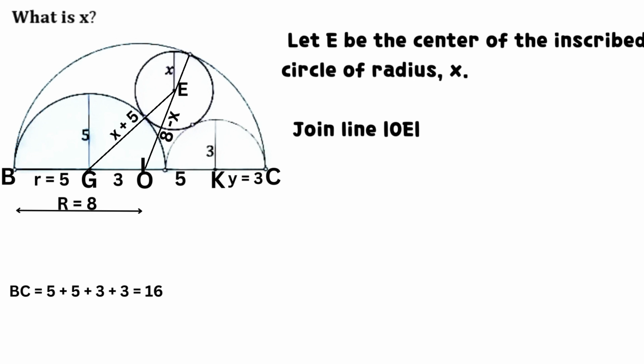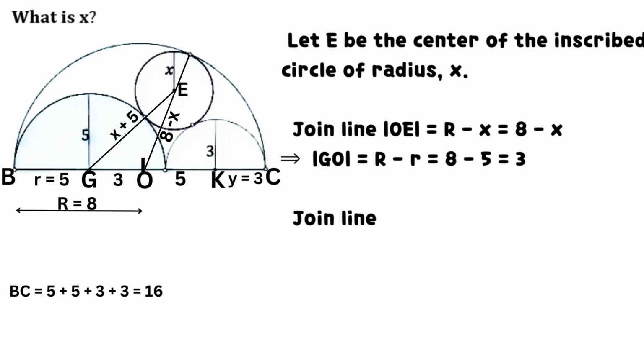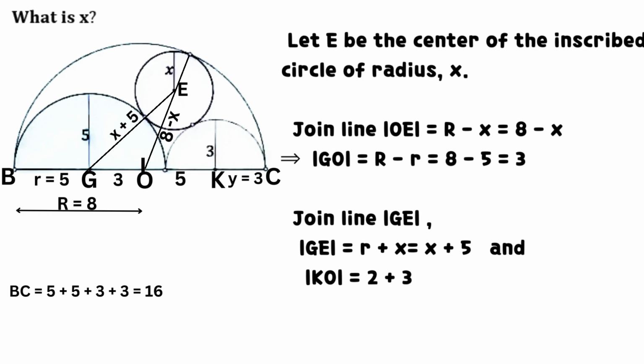Let E be the center of the inscribed circle of radius x. Join line OE. OE equals R minus x, which equals 8 minus x. It implies that line GO equals R minus small r, which equals 3. Join line GE. Line GE equals the sum of R and x, which equals the sum of x and 5. Also, line KO equals the sum of 2 and 3, which equals 5.